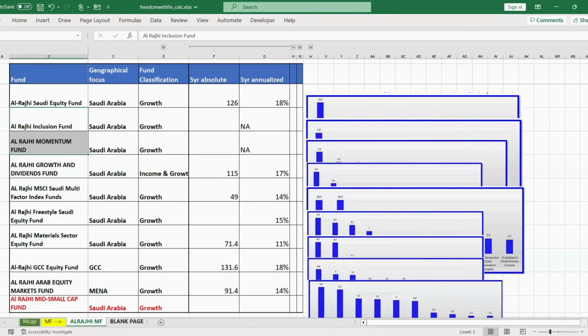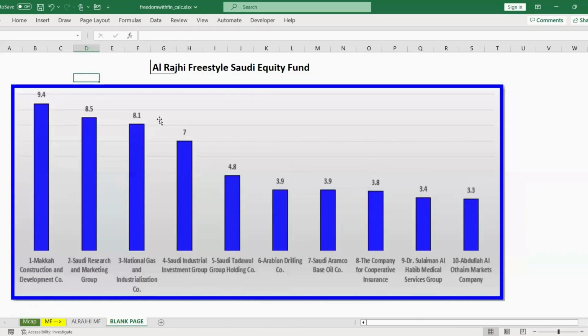So I just picked one of them, and we can also go through one more, right, live. So this is the AlRajhi Freestyle Saudi Equity Fund, and these are the top 10 holdings in this fund. The first one is Makkah Construction, then you have Saudi Research Marketing, National Gas, Saudi Industrial, Tadawul Group Holdings, then you have Arabian Drilling, then Aramco, the Company for Cooperative Insurance, Suleiman Al Habib, and then Abdullah Al Uttaim.